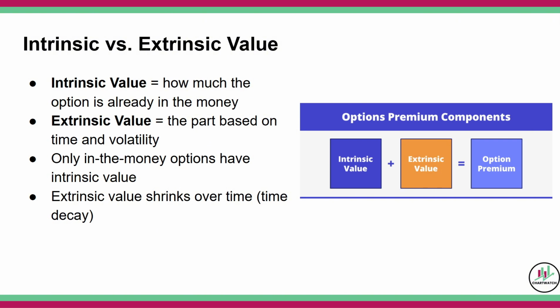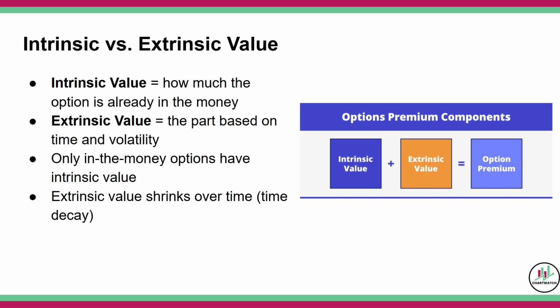This is the real built-in value of the option and is based purely on how far it is in the money. For a call, intrinsic value is the amount the stock price is above the strike. For a put, it's the opposite: how far the stock is below the strike. So if the stock's trading at 110 and you hold a call with a 100 strike, the option has $10 of intrinsic value. If the stock is only at $90, that same option has 0 intrinsic value and is out of the money. This part of the value is guaranteed, and if the option were exercised immediately, that's how much it would be worth.